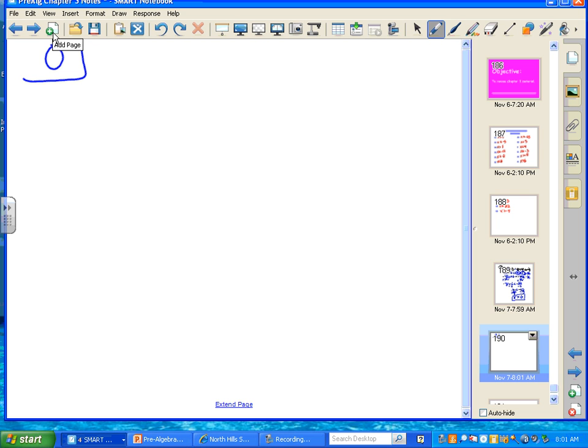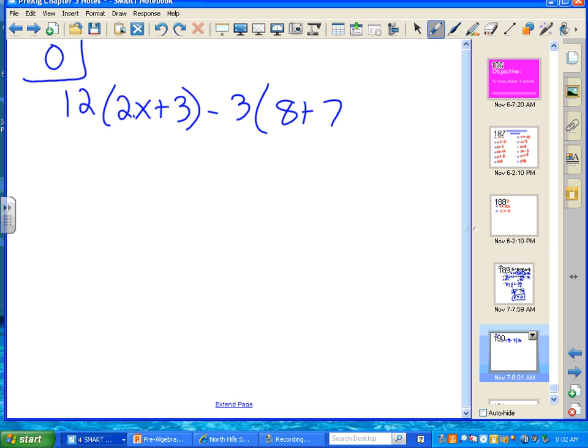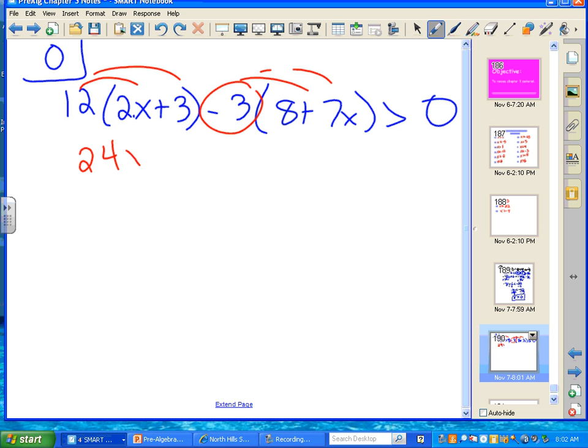Okay, letter O. So we have 12 times (2x plus 3) minus 3 times (8 plus 7x) greater than 0. Okay, so this one, distribute first on both sides. This one's actually a little easier than the other one, but if you forgot a negative sign somewhere, that's probably what happened. So this is 24x plus 36. Distribute the negative through, minus 24 minus 21x.